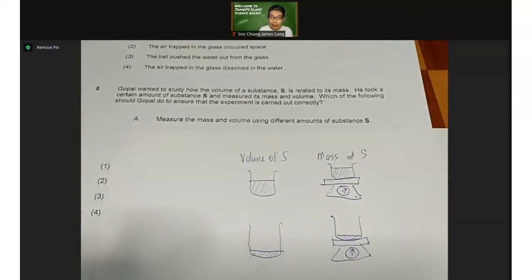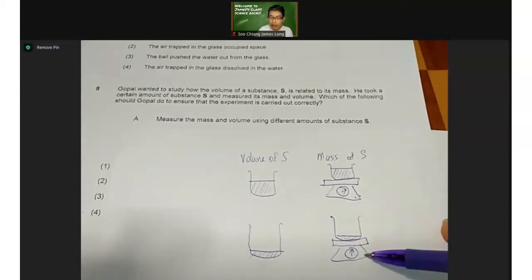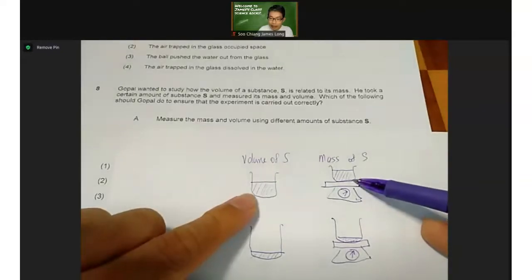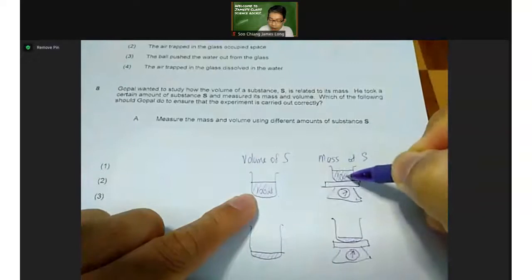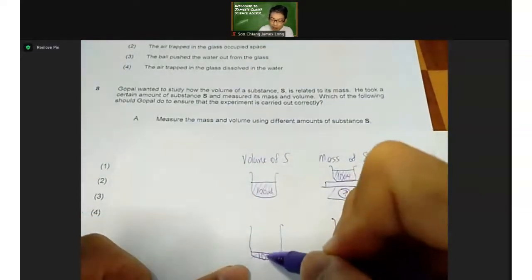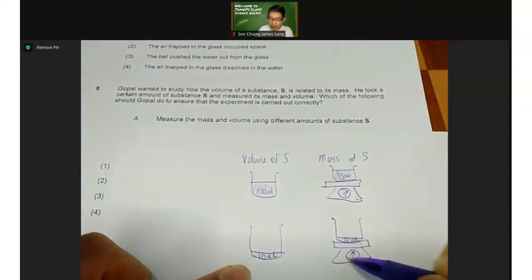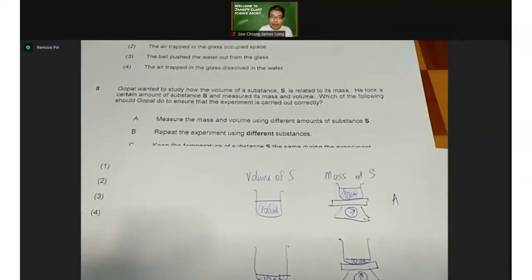So he should measure the mass of S, using things like a digital balance, using different amounts of S. Let's say this is 100 ml, and here we look at how many grams, and here maybe use 10 ml, less volume, and find out what's the mass. So A definitely must be part of the answer. Let's take a look at B.